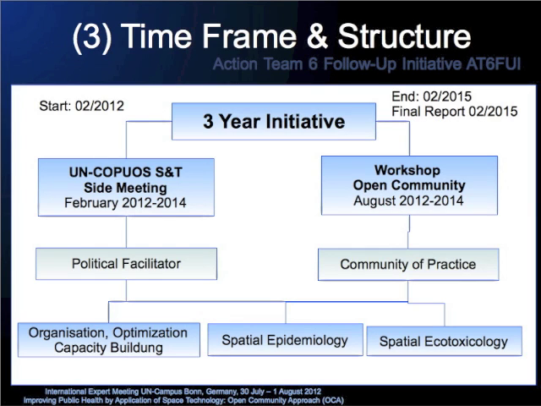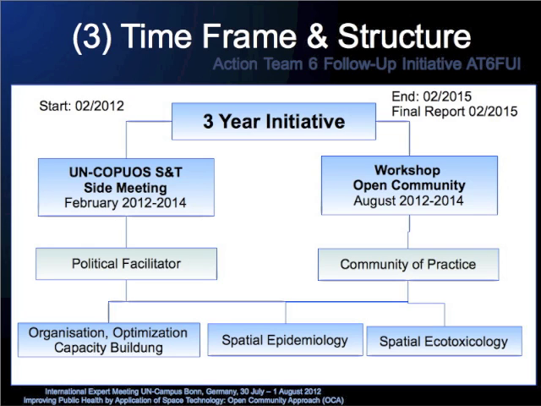Now we are looking more closely at the time frame and the structure of the Action Team 6 follow-up initiative. The initiative has two main components. One is the side meeting at the COPUOS in Vienna in February every year, and 6 months later the workshop based on an open community approach in July-August every year.